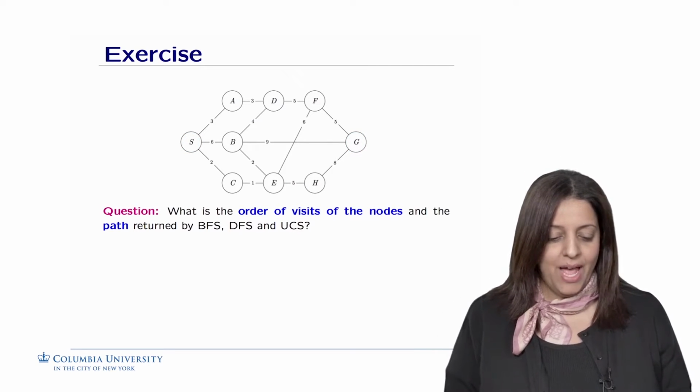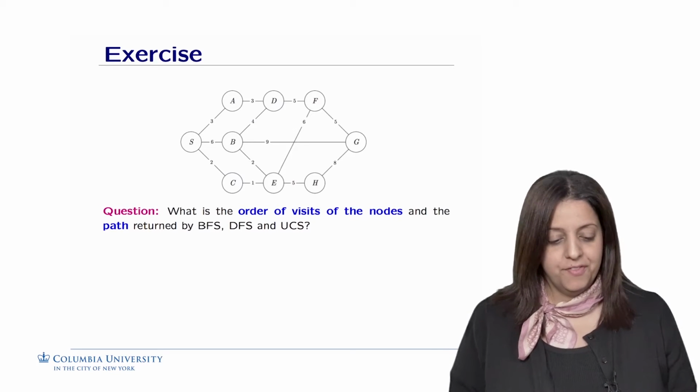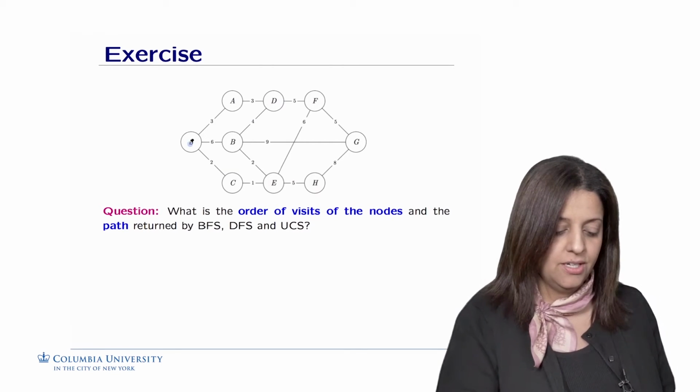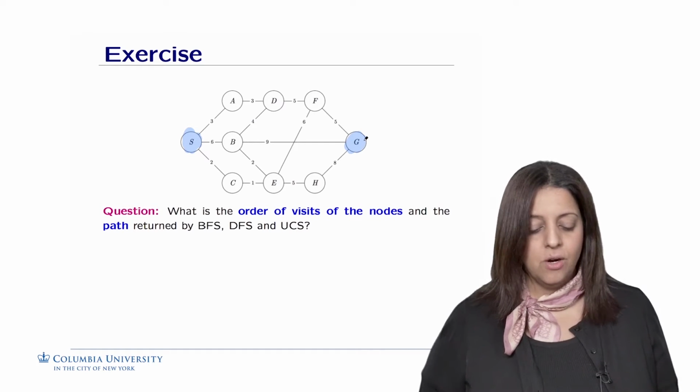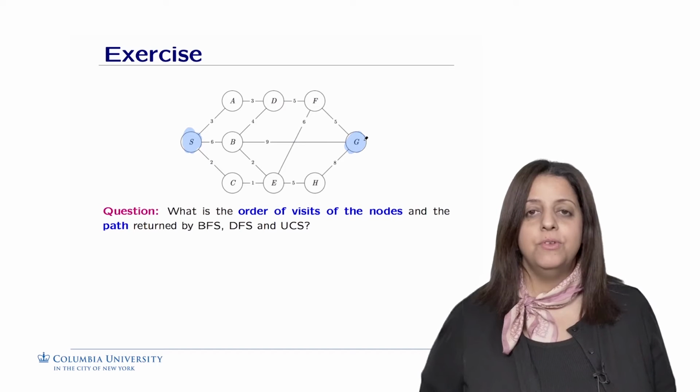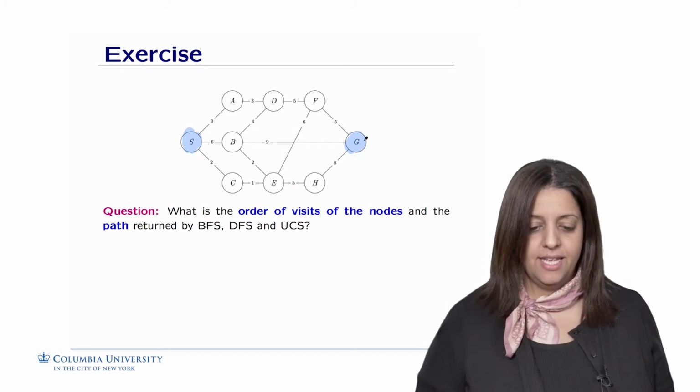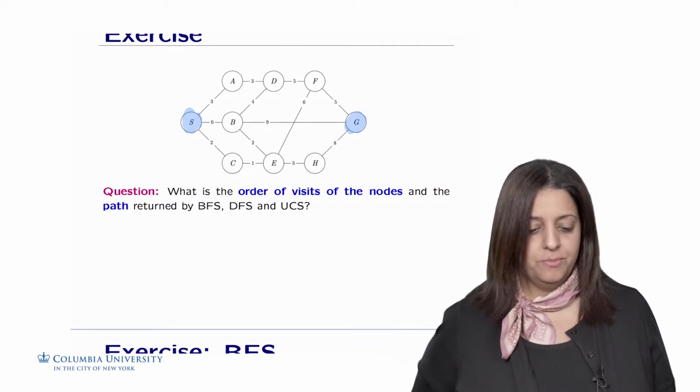So in this example, we have this graph and we want to search the path from S to G. So we have the start node and the goal node. And we want to know what's the order of visits of the nodes and the path returned by BFS, DFS, and UCS. So first of all, let's consider BFS.